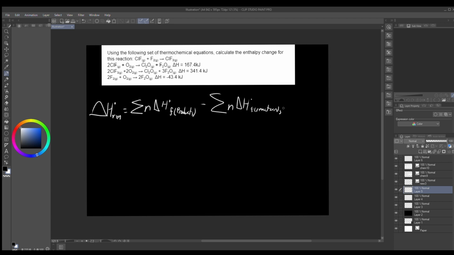And so this is mostly used for standard enthalpy of formation. The question that we're tackling is we're given a set of different thermochemical equations, and then we basically have to reach this target equation and find the H value, the enthalpy change value for this equation. And so let's get started with that.